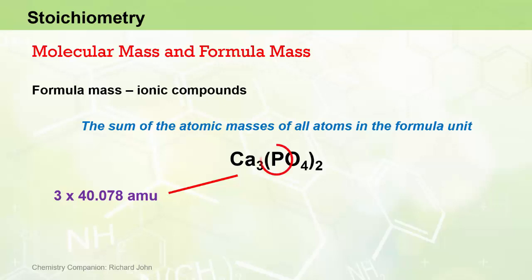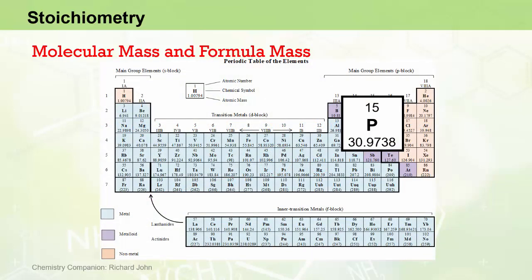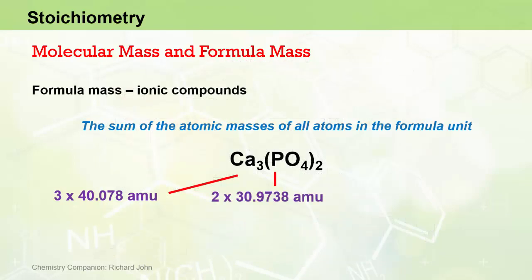We can also see in the formula unit that there is a single phosphorus atom inside the brackets, and we also recognize that there is a subscript 2 outside the bracket. So in total we have 2 phosphorus atoms represented in the formula unit. We can look up phosphorus on the periodic table, number 15, and see that its atomic mass is 30.9738 atomic mass units. And the contribution from phosphorus to the overall formula mass of calcium phosphate will be 2 times that number.